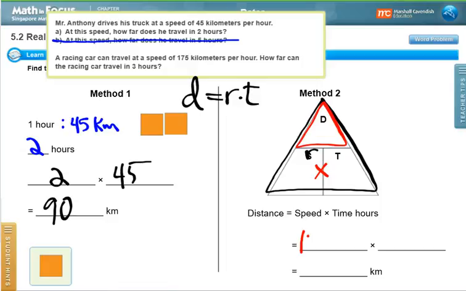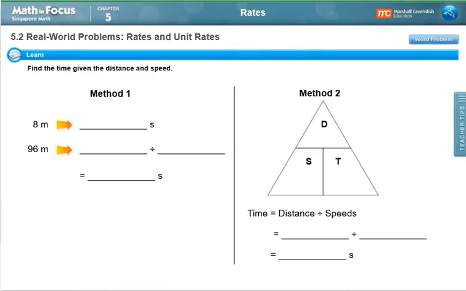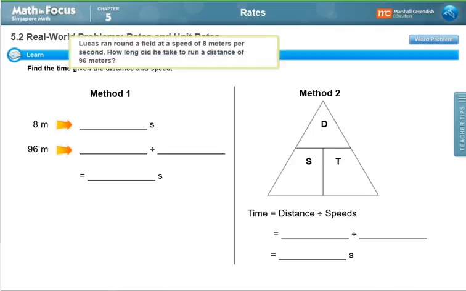So we have this racing car. Its speed is 175 kilometers per hour, and it's traveling 3 hours. So we simply multiply 175 times 3, which is 525 kilometers. And we can do the same sort of thing if we know other bits of information.